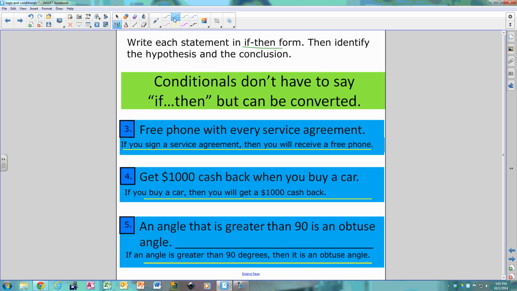Let's identify the hypothesis by underlining it: if you sign a service agreement, if you buy a car, if an angle is greater than 90 degrees. Then we're going to circle the conclusion: then you will receive a free phone, then you will get $1,000 cash back, then it is an obtuse angle. Okay, does that make sense?